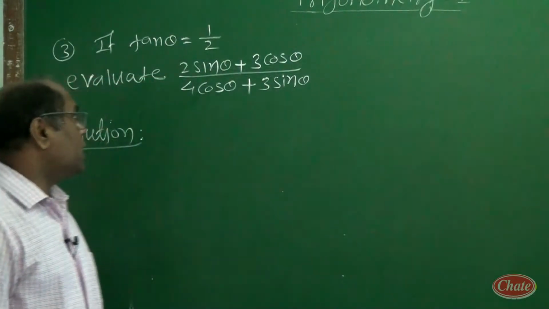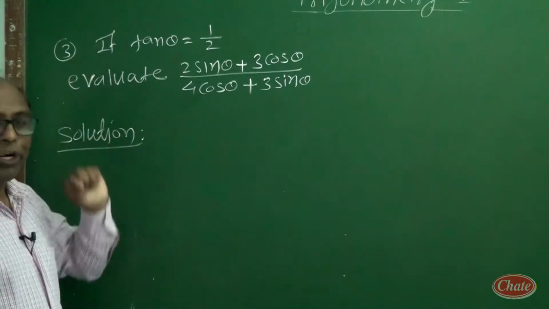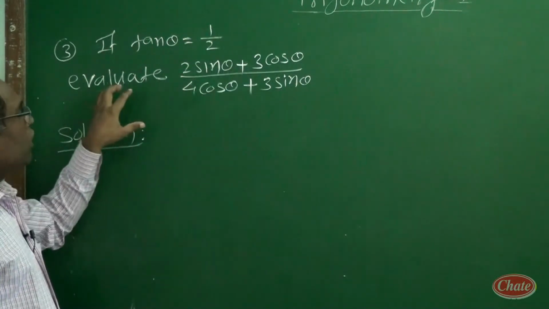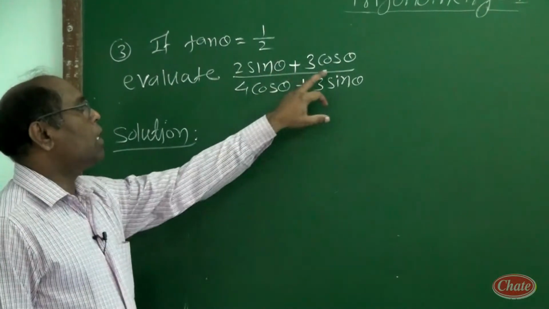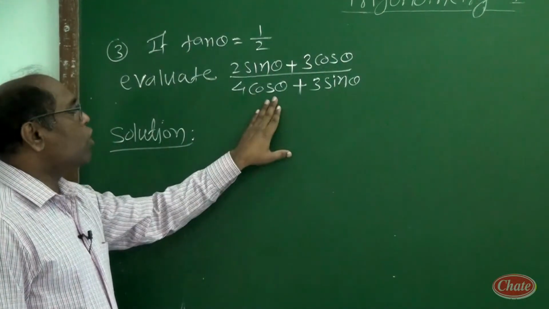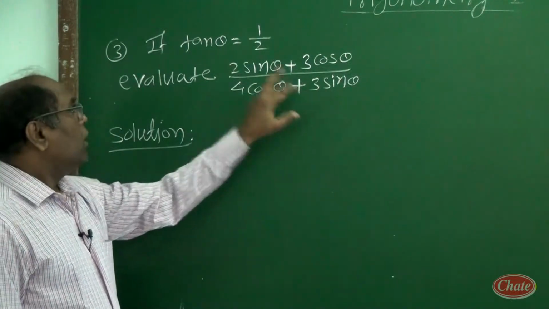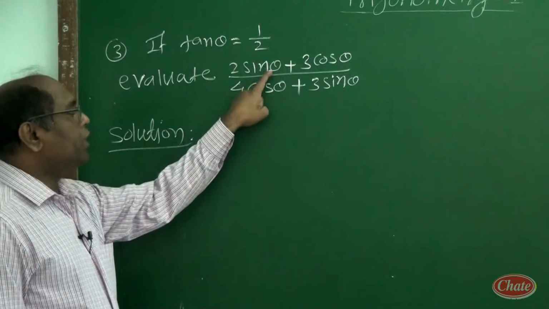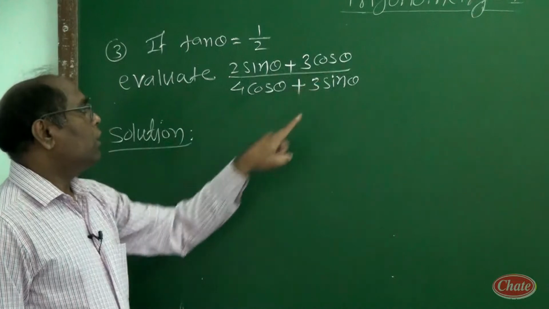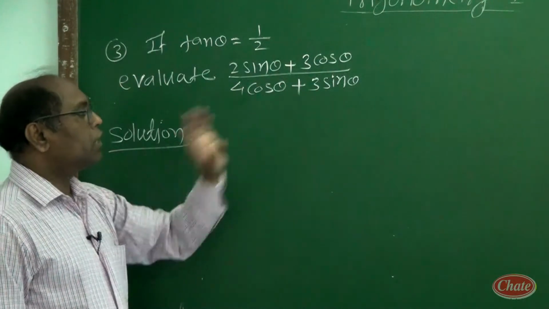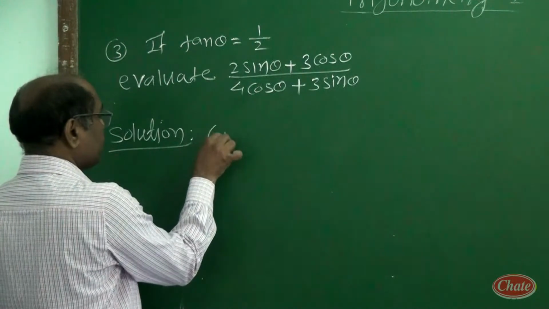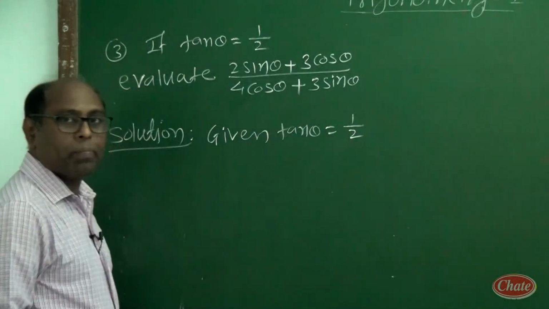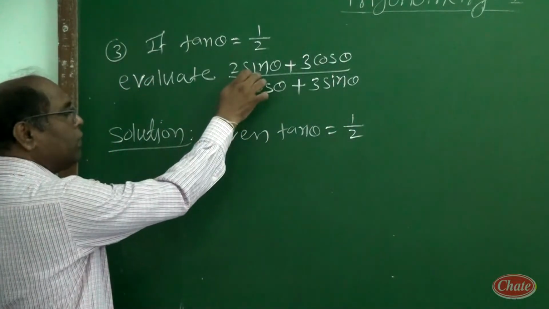Now the next question, number 3, exercise 2.2. If tan theta is equal to 1 upon 2, then we have to evaluate (2 sin theta plus 3 cos theta) divided by (4 cos theta plus 3 sin theta). Here we are given tan theta is equal to 1 by 2, and now we have to find the value of that expression.